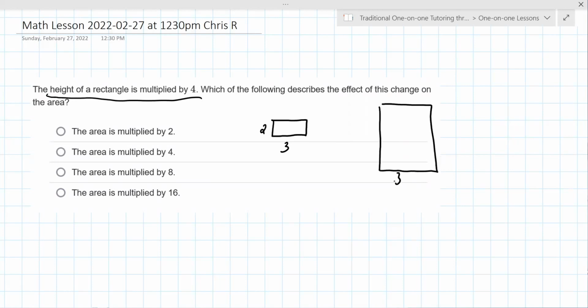So 3 and now 8. What is the area of this one on the left? The area of this one is... which one are you pointing to? The 8 times 3 or the left? That would be 6. Okay, and what is the area of the one on the right? 24. Okay, so how does the area change? It's multiplied by 4.